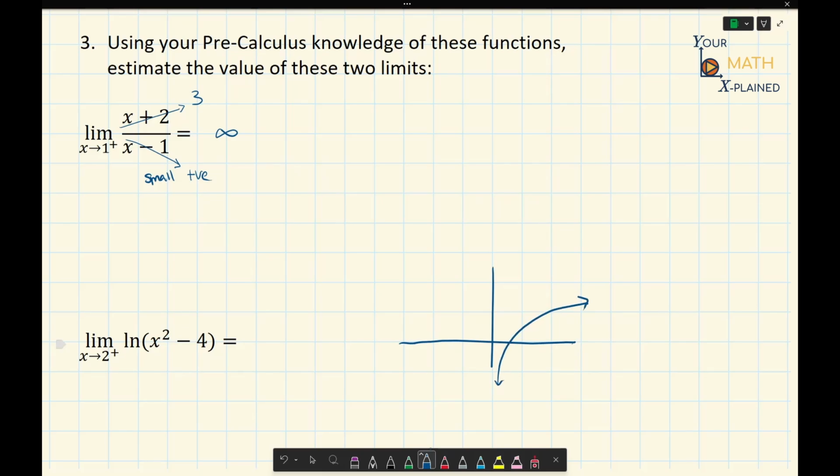So if we have x approaching 2 from the right-hand side, that means our x is going to be a value that is a little bit bigger than 2. And when we square it, that number is going to be a little bit bigger than 4. So therefore, x squared minus 4 is going to be a positive number, but again, a very small positive number. So we're taking ln of a very small positive number. Looking at the graph here, we can see that this is going to be going towards negative infinity. So therefore, the limit here is negative infinity.